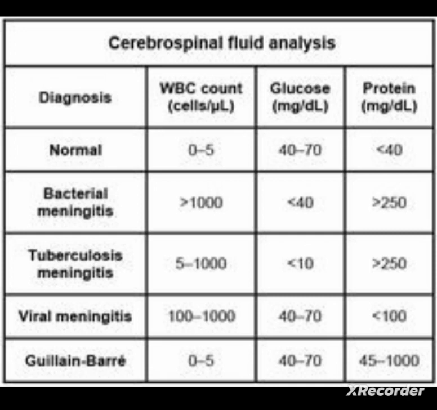In case of Guillain-Barré, the WBC count is 0 to 5, within normal limits. Glucose value is also within normal limits, 40 to 70. But the protein value will be 45 to 1000. So, based on the variation in the values, we are diagnosing the conditions. So, this is the differentiation between different CSF values and the disease conditions.